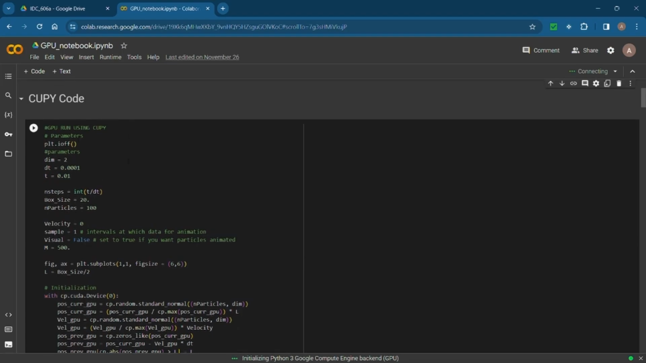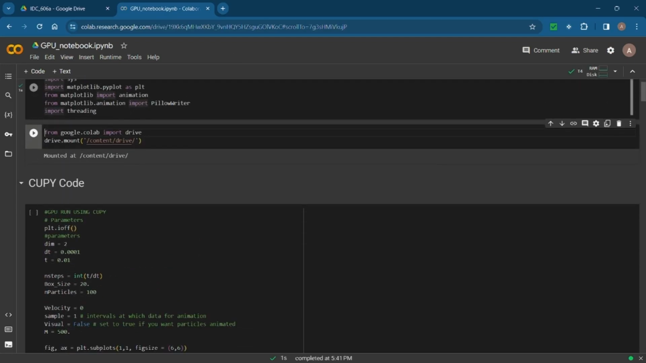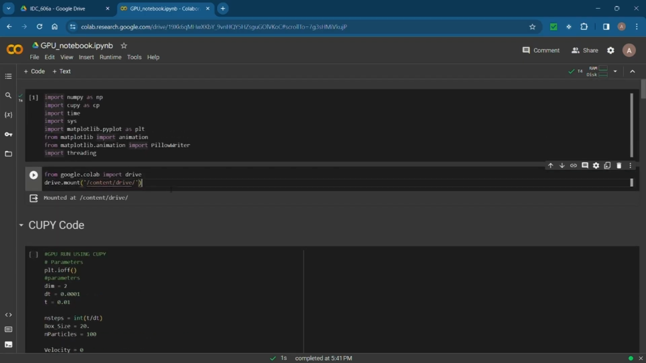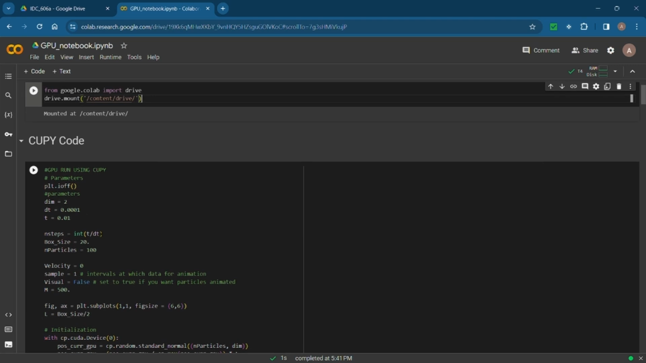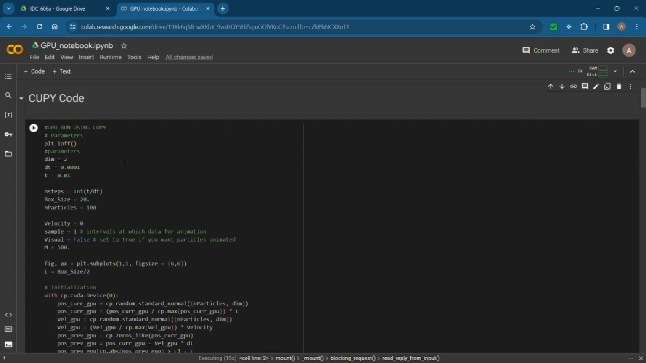All right. So first we are defining the initial parameters. I am working on a 2D simulation, so we have set dimension as 2, and we have set our dt and t, and the number of steps that will run depends on these variables t and dt. Okay. So first let me just mount the drive.